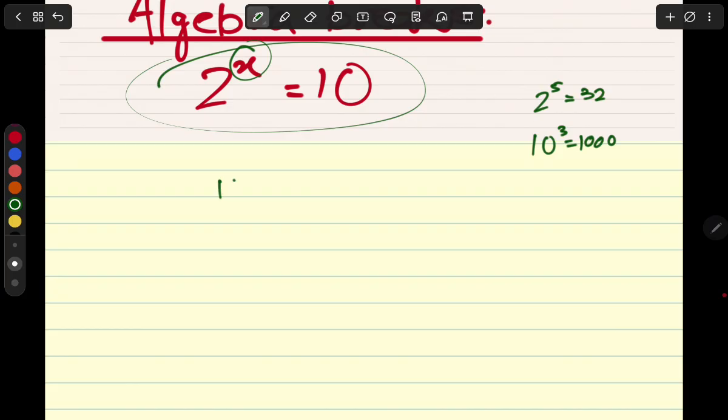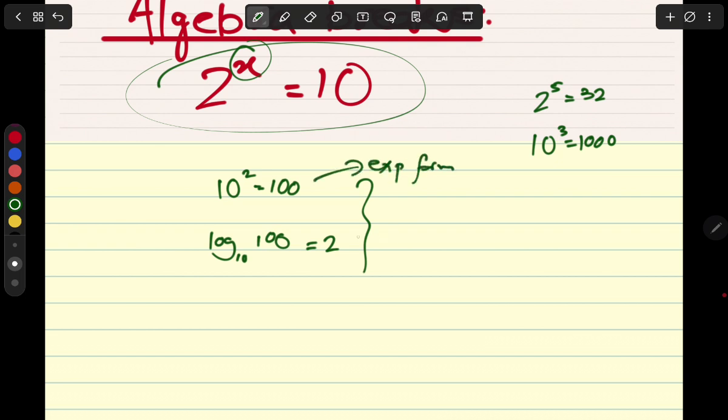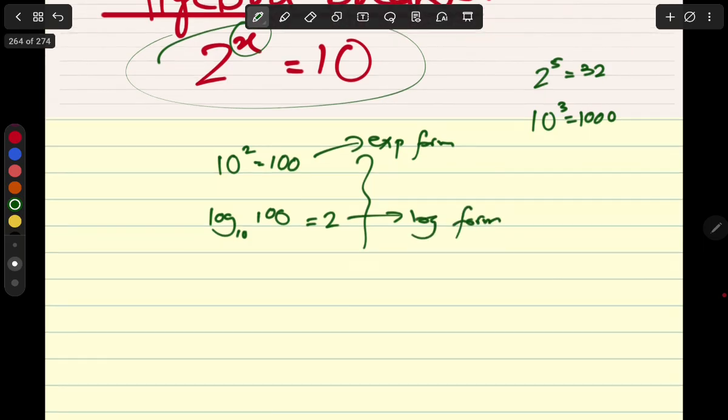So if 10 squared is equal to 100, then log 100 to the base 10 is equal to 2. Those two statements are identical. One is written in exponential form, the other is written in logarithmic form. Okay, we also learned that logarithms and exponentials are inverse functions.